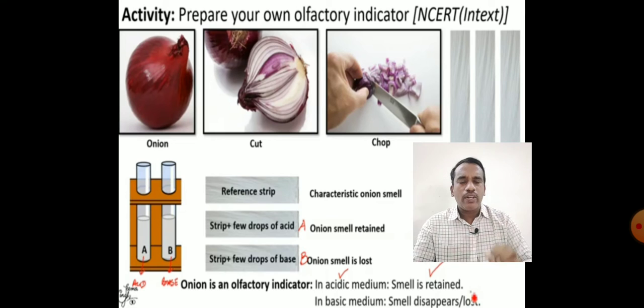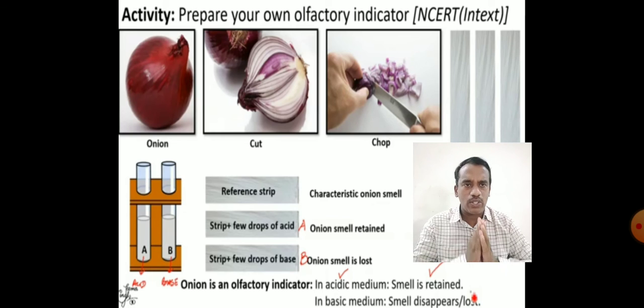If you place the drops from test tube B on the third cloth strip and you don't observe the smell of onion, it shows test tube B contains the base. In short, we can conclude that in acidic medium, with respect to the onion, the olfactory indicator, it remains the smell of the onion.